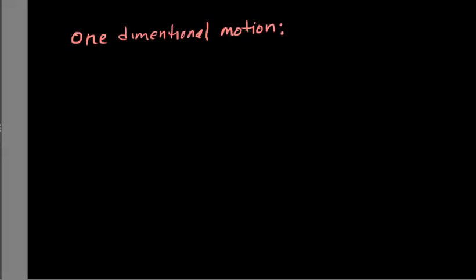So if a body moves in a straight line like this, let's say the body is going from point A to point B in a straight line, this kind of motion is known as a one-dimensional motion. It is also known as a linear motion, and it is also known as a rectilinear motion.